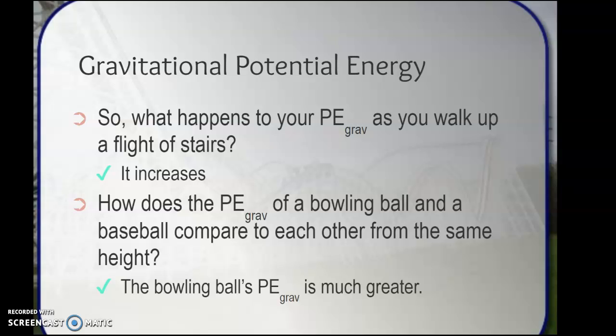How does the gravitational potential energy of a bowling ball and a baseball compare to each other from the same height? Well, because of the same height, there is going to be a difference because there is a difference in mass. So the bowling ball's mass is greater, and as we know, gravitational potential energy depends on mass, g, and that distance. Well, we know that, if we were to do this math out, the gravitational potential energy for the bowling ball is going to be greater because the mass is greater.